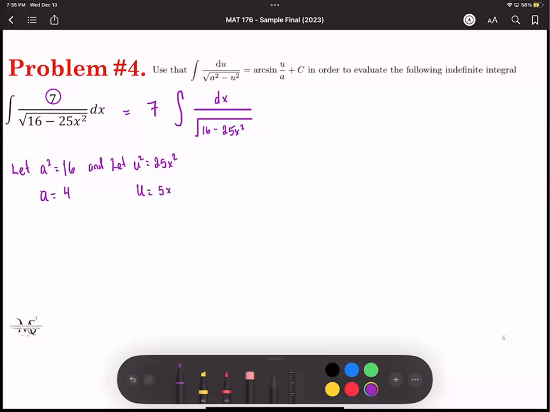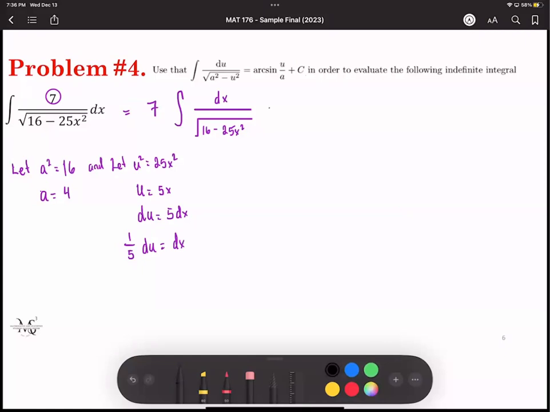In particular, you are somewhat doing a u substitution here because you're using a fact that you have du over square root of a squared minus u squared. So you need to figure out what's your du. But that's not too bad. Du is just going to be equal to 5 dx. And since your original integral only contains a dx, you can move the 5 to the other side of this equation. This will give you 1/5 du equals dx.